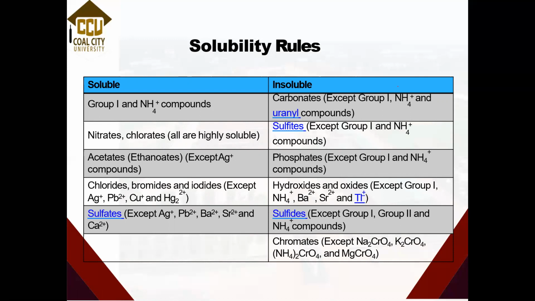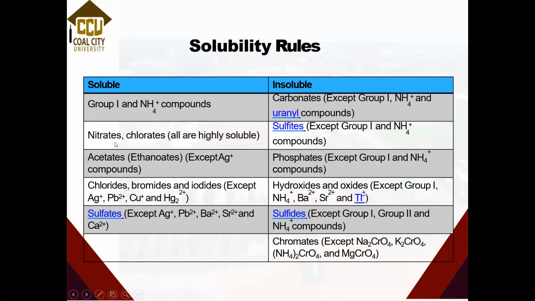So solubility rules: all group 1 and ammonium compounds are soluble. So if I give you a set of compounds and ask which of the following are soluble, once you see it's a compound of group 1, for example, sodium chloride, it has to be soluble because sodium belongs to group 1 of the periodic table. And all compounds of ammonium are also soluble.